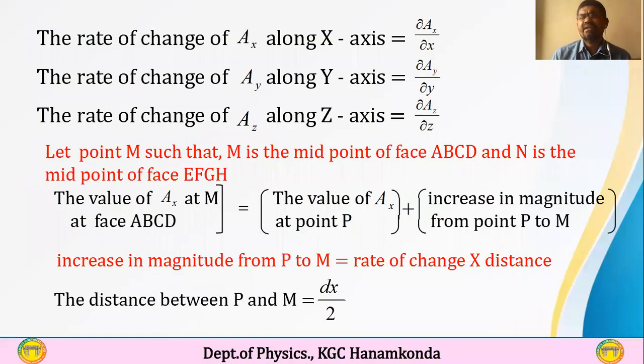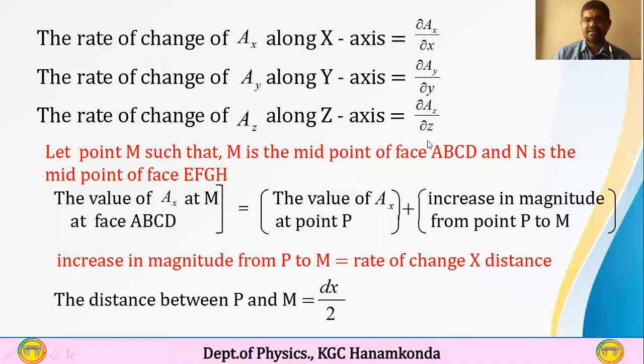to find the rate of change along the x-axis, that means the rate of change of the vector component ax along the x-axis, is written as dou ax by dou x. The field is expanding. Similarly, the rate of change of ay along the y-axis is dou ay by dou y, and the rate of change of az along the z-axis is dou az by dou z. We got these three rates along the coordinate axes.